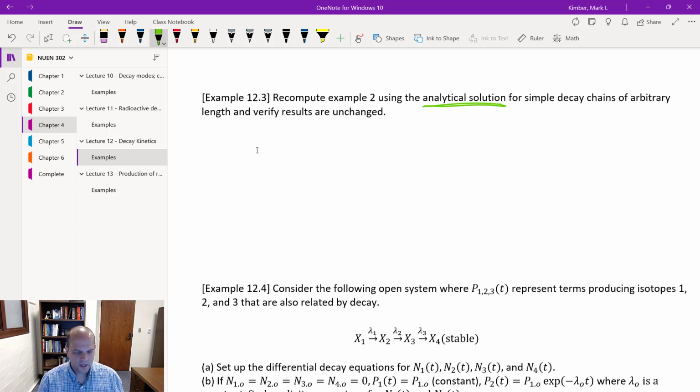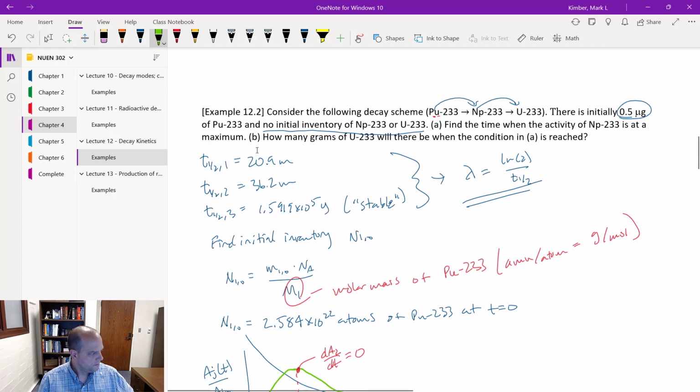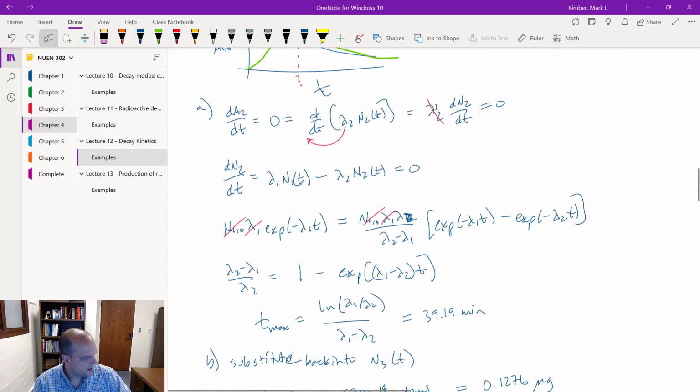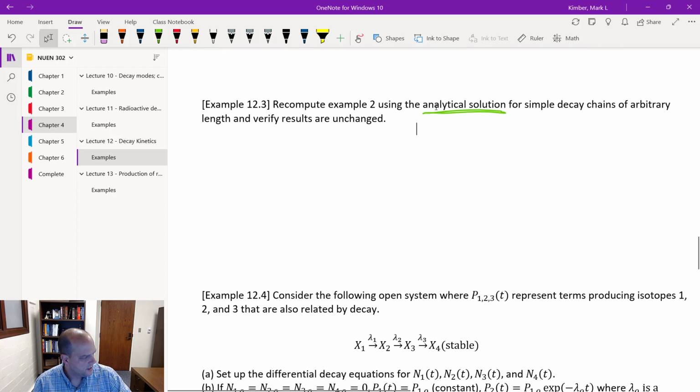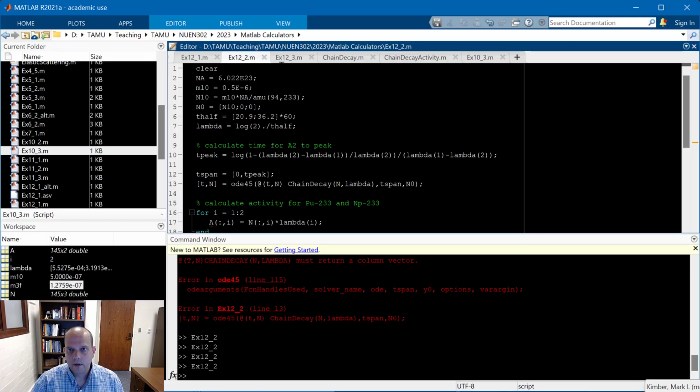And so this again was a 3 element decay chain, although the U233 wasn't fully stable, we considered it to be stable given the time window of interest to us. And so we'll go to MATLAB and look at this and develop some code for the expressions we just found.